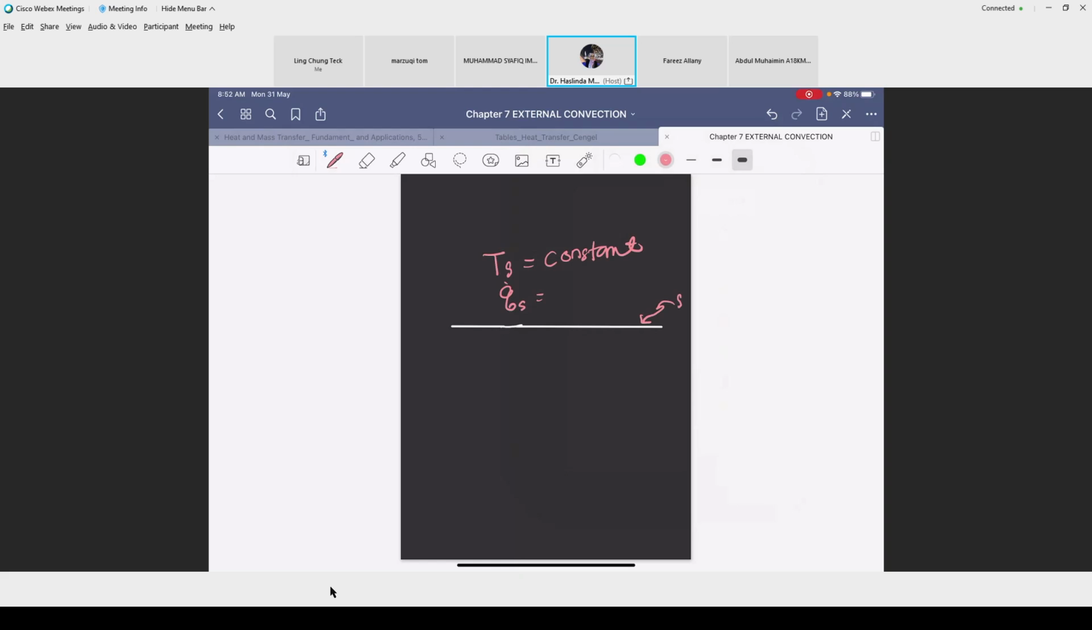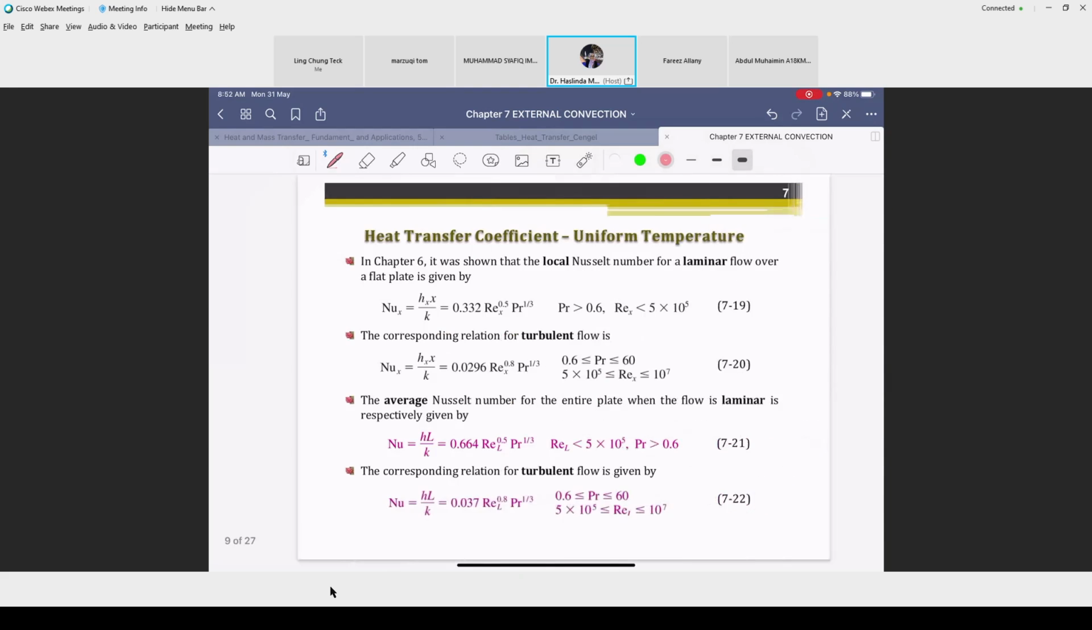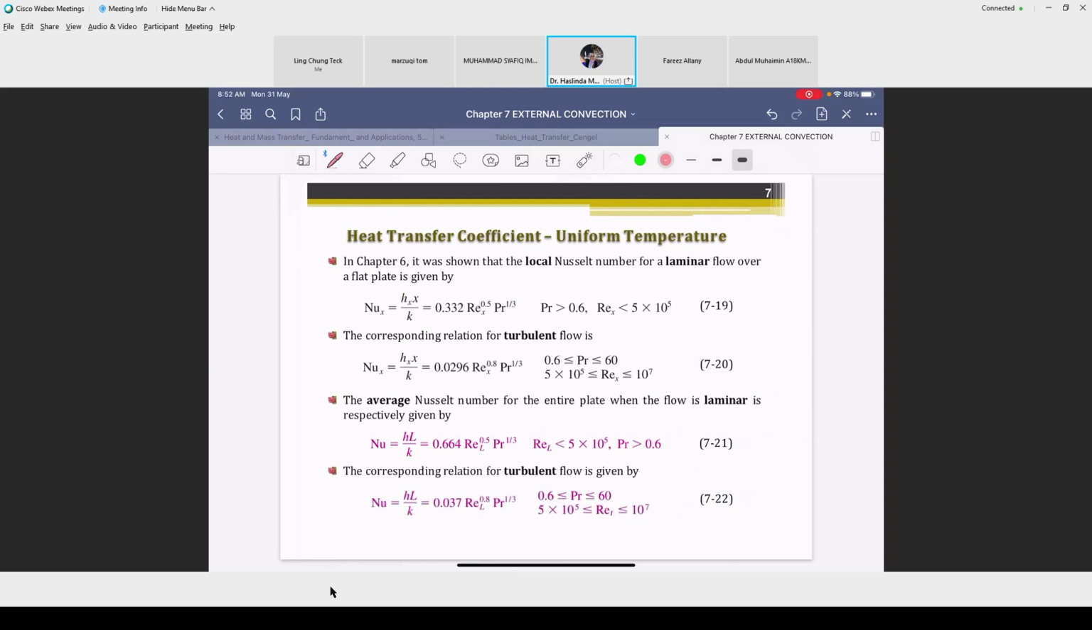Okay, QS, what is QS? Heat flux. The heat flux is constant. Meaning that any surface, we will analyze based on the condition, and it has two conditions. The first one is surface temperature constant, and the second one is heat flux constant. For surface temperature constant, this is the formula that you have to use to analyze your system, ataupun your flat plate or your medium. So this is the uniform temperature formula.